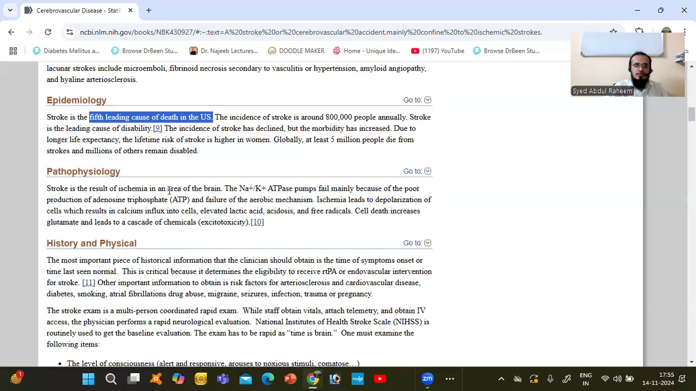Stroke is a result of ischemia in an area of the brain. The sodium-potassium ATPase pumps fail mainly because of the poor production of adenosine triphosphate and failure of the aerobic mechanism. Ischemia leads to depolarization of the cell, which results in calcium influx into the cell, elevated lactic acid, free radicals, and cell death. It increases glutamate and leads to a cascade of chemicals. So what will happen?